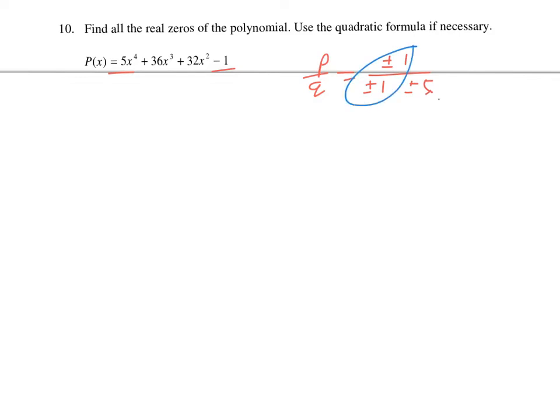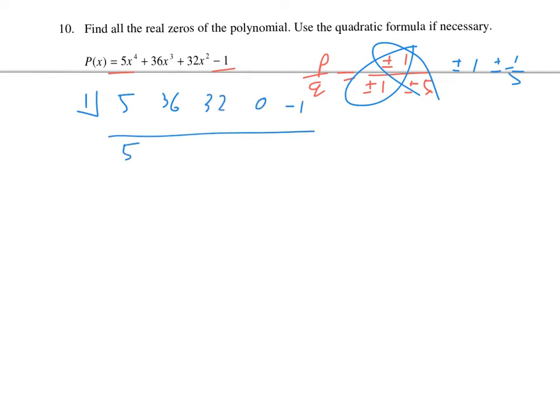So now we'll divide these out. So I have plus or minus 1 and plus or minus 1/5. So I'll try these out. So I'll try out 1. We do have a 0 there for our linear. So we get 5, 5, 41, 41. And I'm already kind of seeing this is going to be too big. So I'm just actually going to stop right there. I know it's not going to work. So I'm going to switch over to -1 and see if that works.